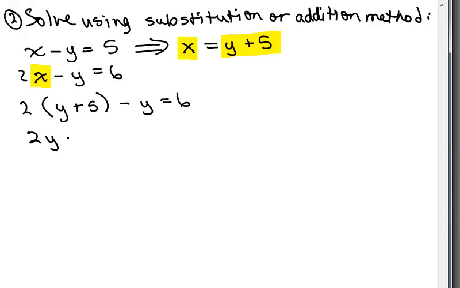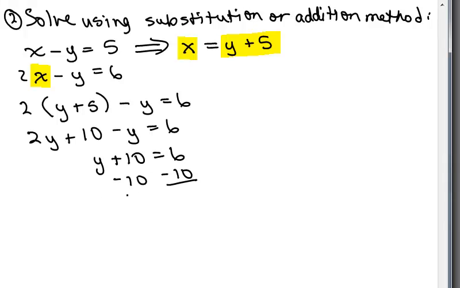So we simplify the left-hand side, doing the distributive property first, and then combining like terms. 2y minus y is y, plus 10 is 6. Then I'll subtract 10 from both sides, so y is negative 4. All right, so what does that tell me? For my ordered pair, the y value is negative 4.